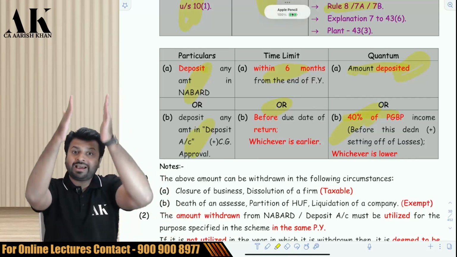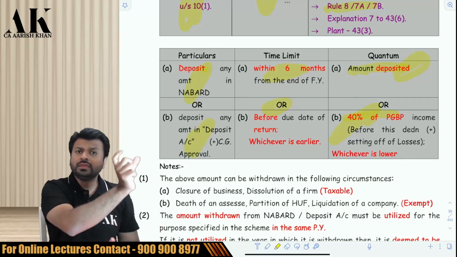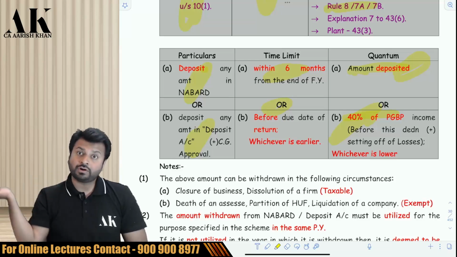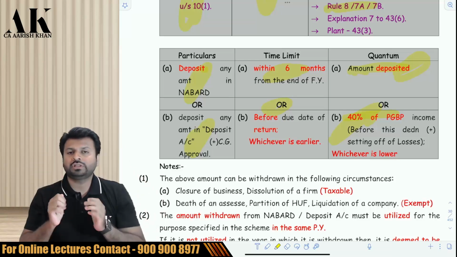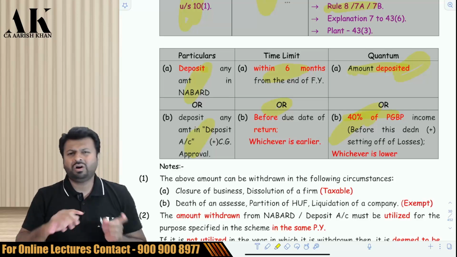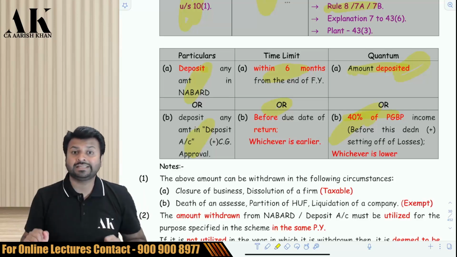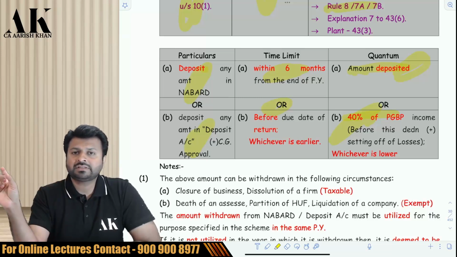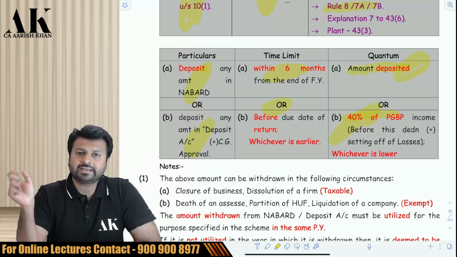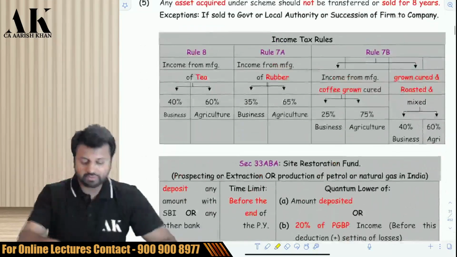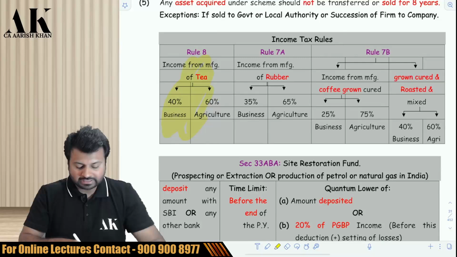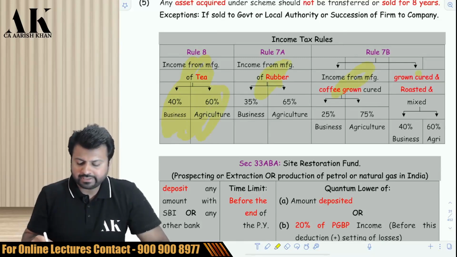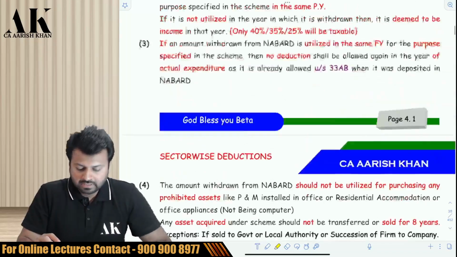Now, what should be your hierarchy while solving the sums? Listen carefully. Suppose you have been given the PGBP income and brought forward losses of earlier years. Now, how are you going to do the sum? Suppose it's a tea case or rubber case or coffee case. The percentages change in that. So, let us assume that it's a tea case. In tea, as per rule 8, 40% is taxable and 60% is exempt. That is agriculture, which is written over here. You can see over here for tea, the classification is 40% business, 60% exempt. There's a different classification for rubber, and within coffee, there are two classifications. So let us talk about that.